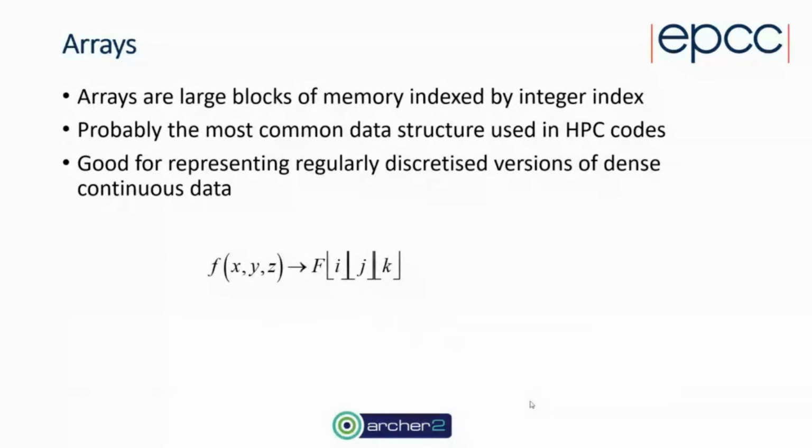Arrays or matrices, which are then translated into arrays, are the most common data structure in high-performance computing codes, computational simulation codes and machine learning codes. It's because these are really good for representing discrete versions of continuous data. So you can turn a function into a set of arrays, and each point in that array represents a discrete point on a continuous function. And of course, you can then represent data from the real world or from an experiment in that structure.